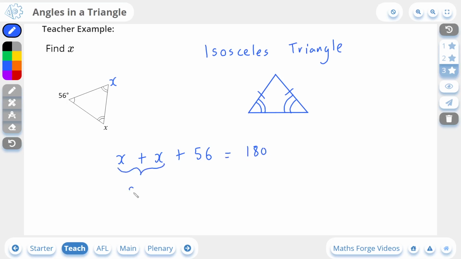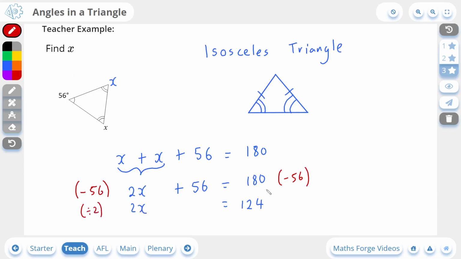Simplifying this, x plus x gives us 2x, and then we have plus 56, which is equal to 180 degrees. To find the value of x now, we can subtract 56 from both sides of this equation. This cancels out this plus 56 here, leaving us with 2x, which is equal to 180 minus 56, which gives us 124. Now to rearrange for this x value, since there's a 2 being multiplied onto it, I'm going to divide both sides of this equation by 2. This now leaves us with x is equal to 62 degrees. And if we check our answer, there it is.